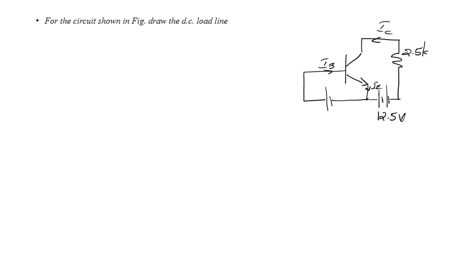So you have to draw the load line. In order to do that, let us consider the output loop. In this output loop, our equation is VCC, the supply voltage, equal to the voltage across the collector and the emitter, that is VCE, plus the voltage across the collector load resistance, that is current IC into RC.